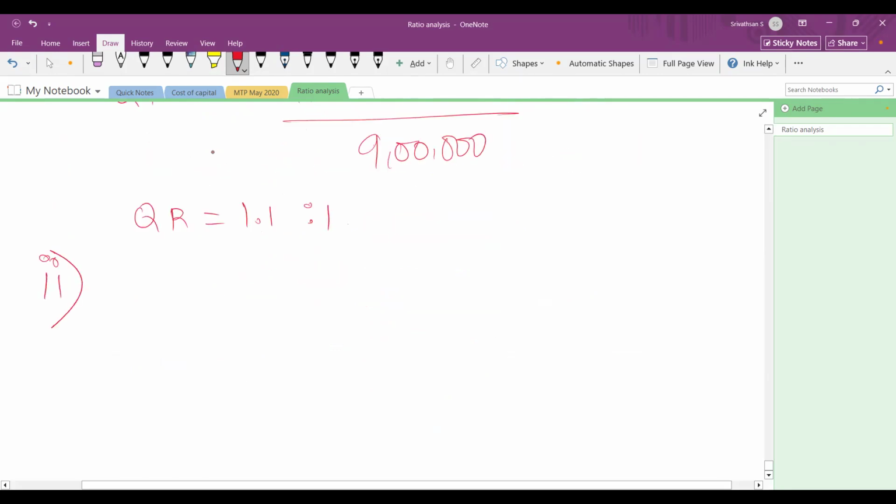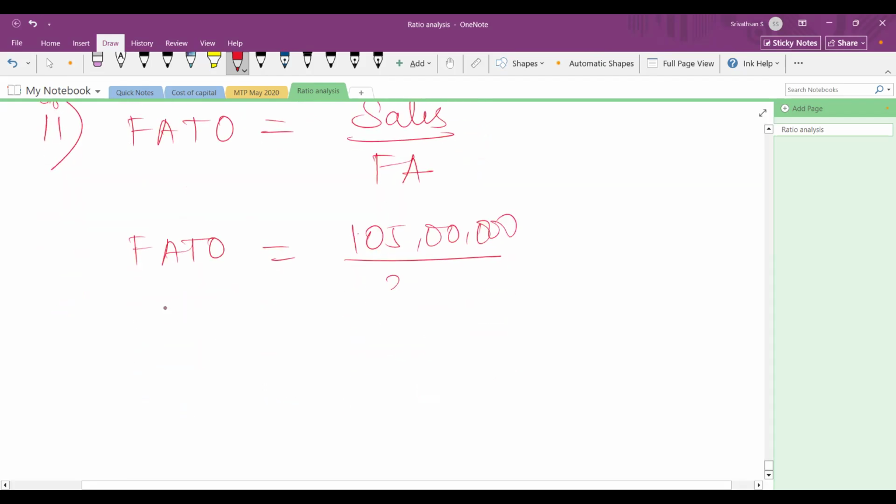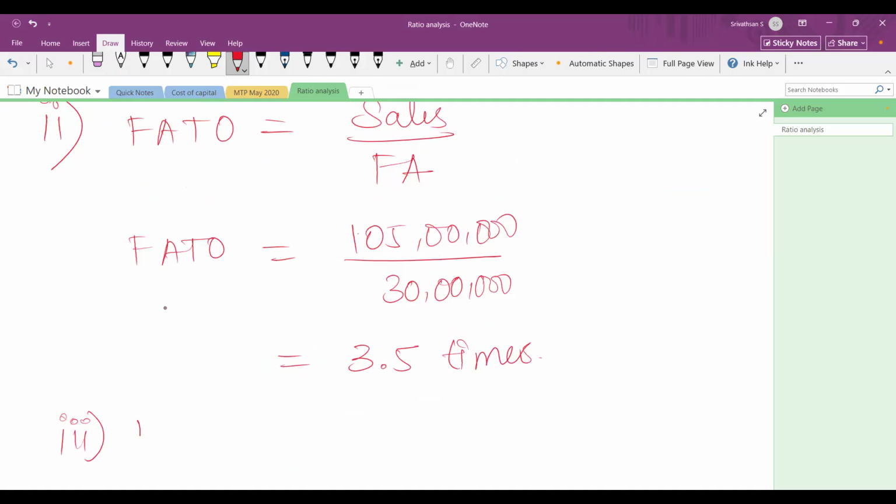Next, second requirement, fixed asset turnover ratio. Fixed asset turnover is equal to sales by fixed asset. What is the sales? 105 lakh divided by fixed asset. How much? 3.5. No, it is 3.5 times. Turnover ratios are measured or expressed in terms of times. Next, third requirement is to calculate proprietary ratio.